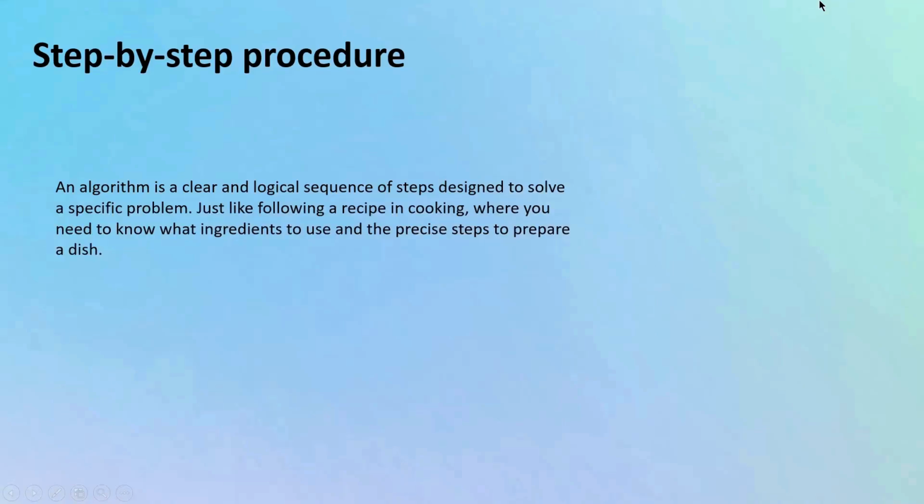An algorithm is a clear and logical sequence of steps designed to solve a specific problem, just like following a recipe in cooking where you need to know what ingredients to use and the precise steps to prepare a dish.